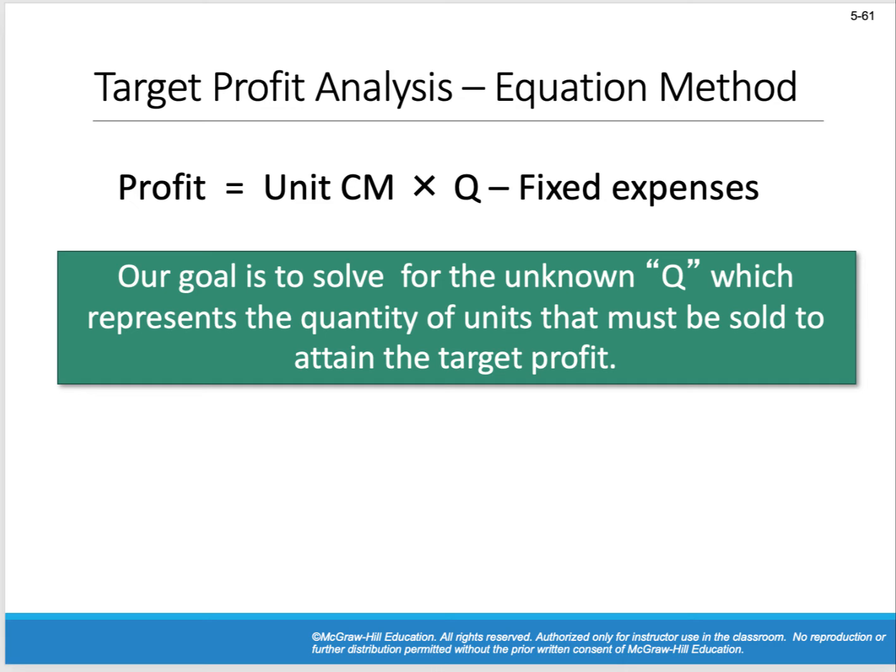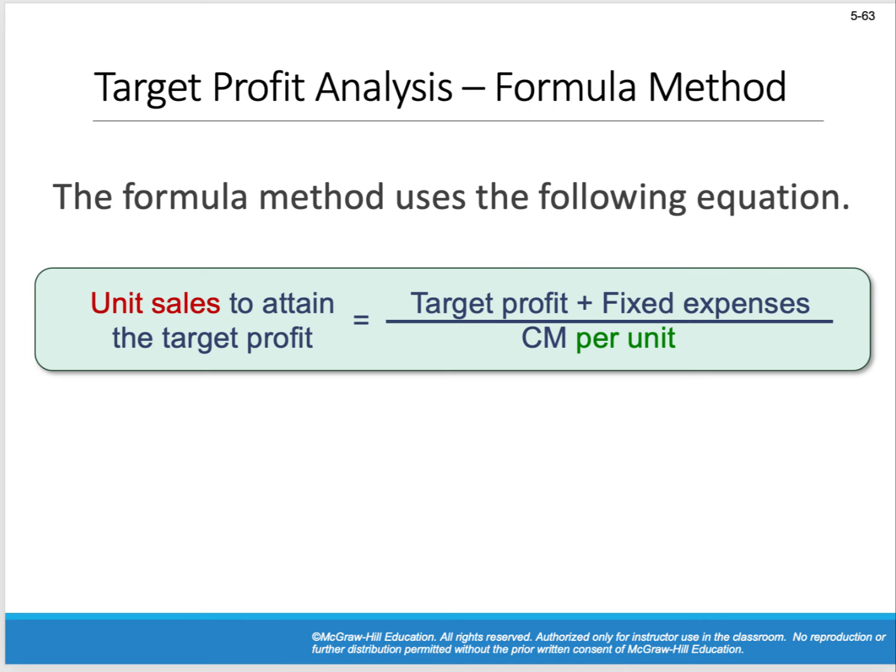If we're looking for the units, we have to use the unit CM or the contribution margin per unit. Same thing with the formula method. I just take target profit plus fixed expenses and divide by the unit CM. Again, since I'm looking for unit sales, I know in my head, got to use the contribution margin per unit or the unit CM.